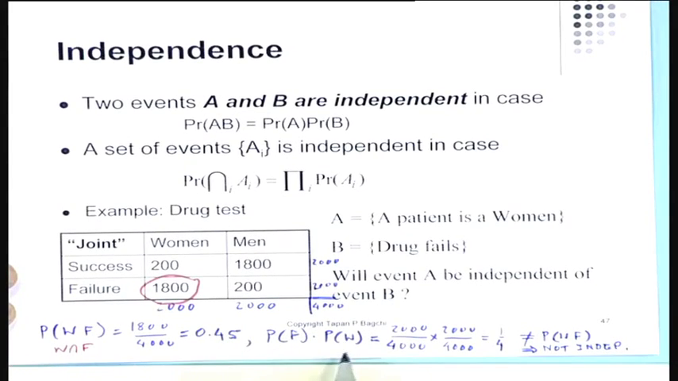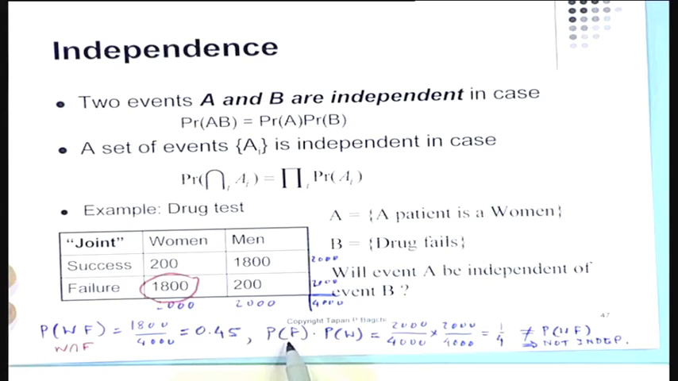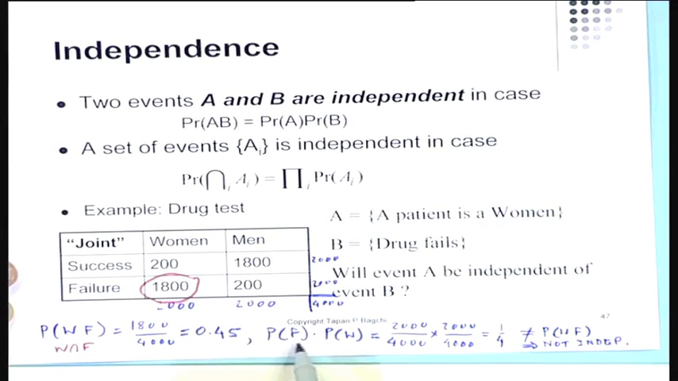What I then do is I go into the parts of it. I look at the probability of failure, and this is really called the marginal probability. The marginal probability of failure is 2000 divided by 4000. That is this number. And the other part is the patient is woman, and if I go to this column and look at the total, that is again 2000 divided by 4000. That's this column here. So I've got 1 by 2 times 1 by 2, that's 1 by 4.